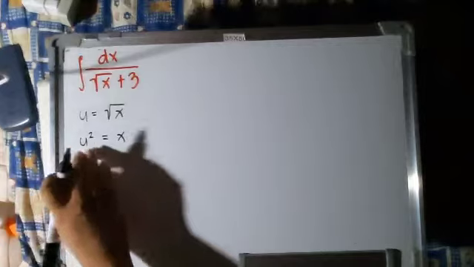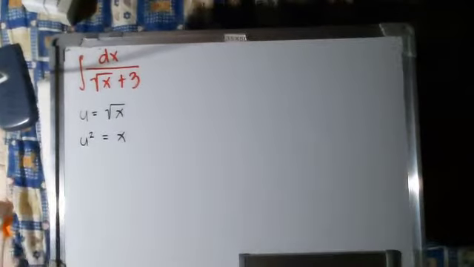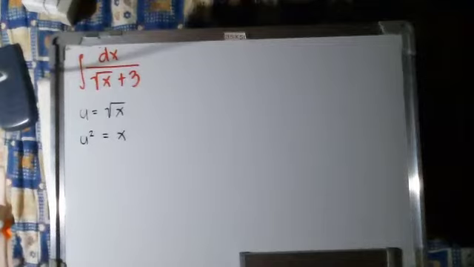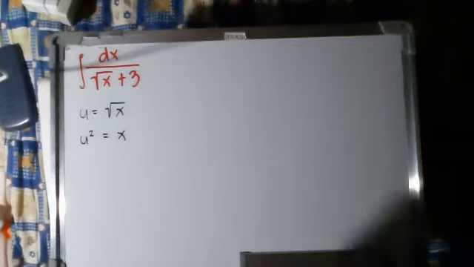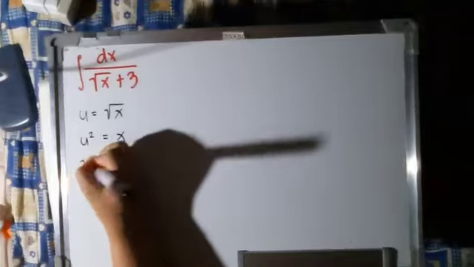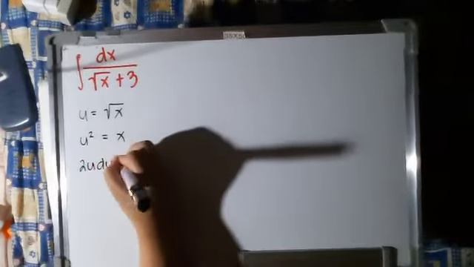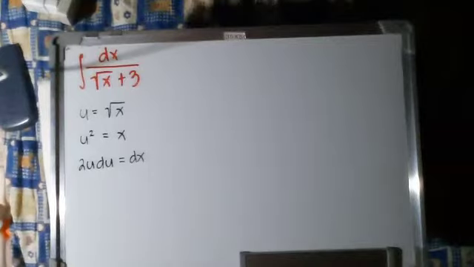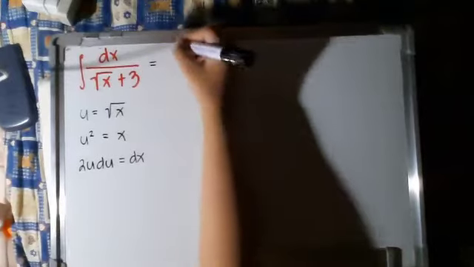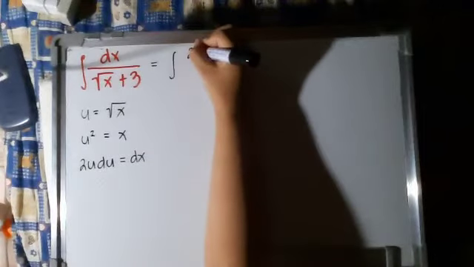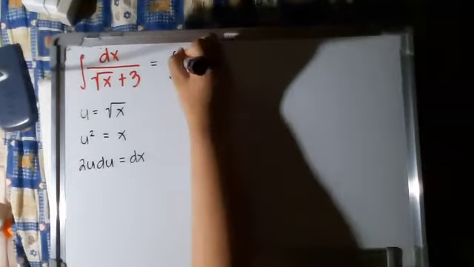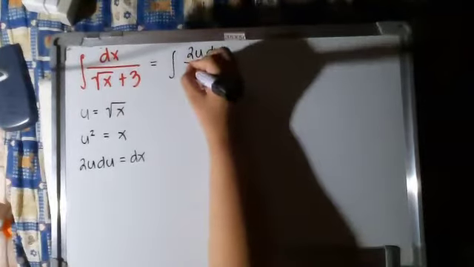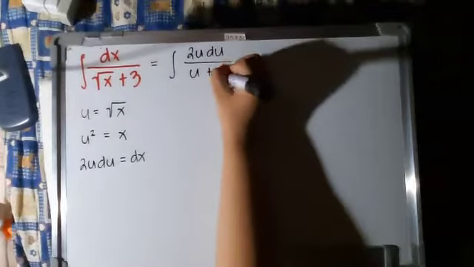Next step, you have to differentiate both sides. For the left-hand side, in terms of u. For the right-hand side, in terms of x. So, this will be 2u du is equal to dx. Ito 'yung ipapalit mo sa part na 'to. So, isubstitute na natin. So, this will be equal to integral of 2u du over si square root of x, magiging u na lang, plus 3.